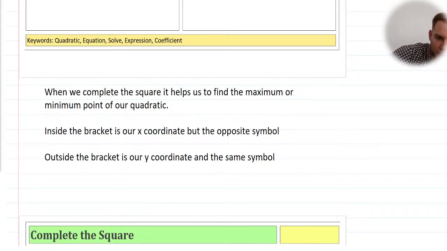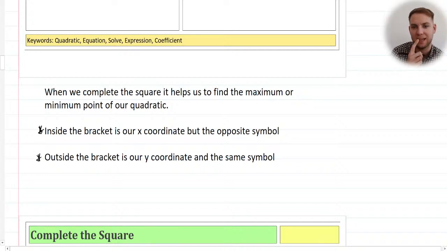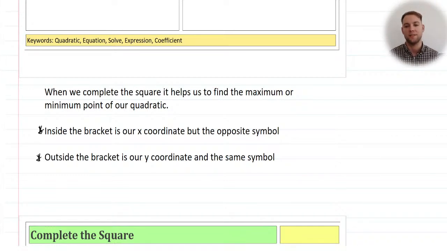So these are the important parts. It helps us find our minimum or maximum of a quadratic, and inside the bracket is the x-coordinate and it's the opposite symbol. Outside of our bracket is the y-coordinate and the same symbol.